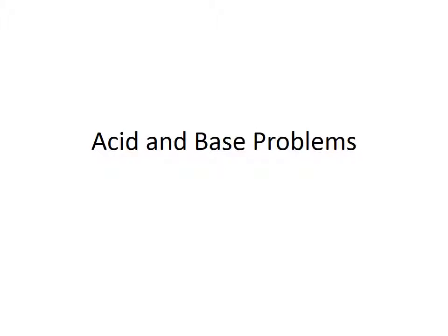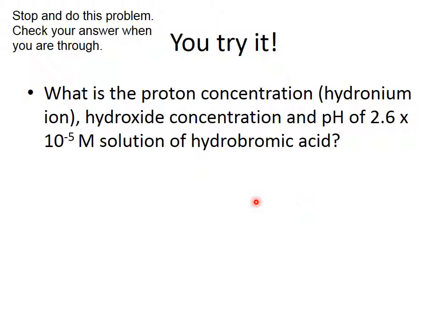Okay, in this presentation, we're just going to go through a bunch of acid and base problems. First of all, I want you to figure out what is the proton concentration, the hydroxide concentration, and the pH of a 2.6 times 10 to the minus 5 molar solution of hydrobromic acid. Hydrobromic acid has the formula HBr.